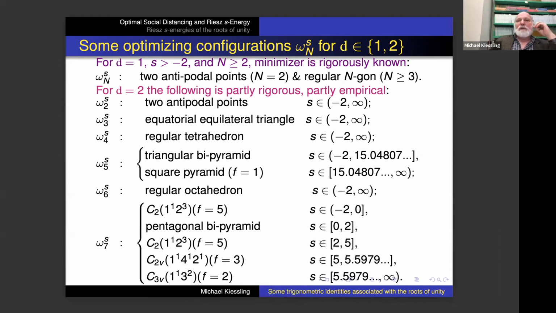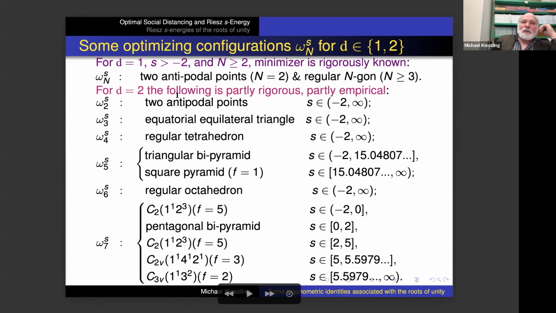It was known for s equals -1, that corresponds to the arithmetic mean distance maximization. And when s is 0, that was the geometric mean maximization. But to conclude that this is true for all s bigger than -2, that was a deep result by Kohn and Kumar that I will get to a little bit later again.